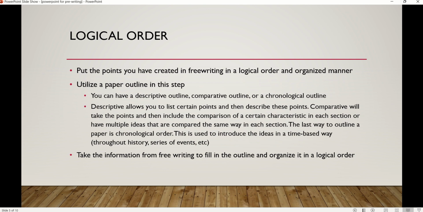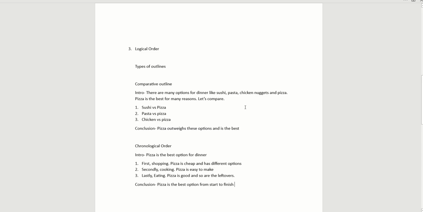For our example in particular, we could compare pizza to other options for dinner and ultimately describe why pizza is the better option. So in the comparative, our intro idea is there are many options for dinner like sushi, pasta, chicken nuggets, and pizza. Pizza is the best for many reasons, and let's compare. So you compare sushi versus pizza, pasta versus pizza, chicken versus pizza, and then you come to a conclusion. Pizza outweighs these options and is the best because of all your reasonings.